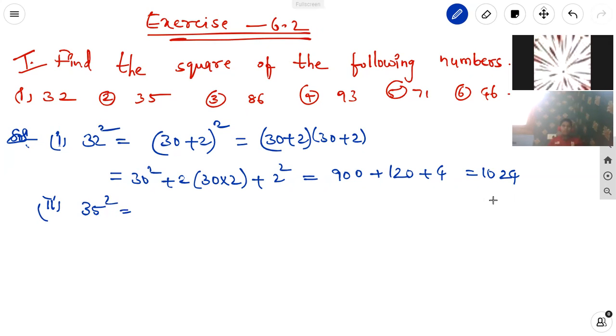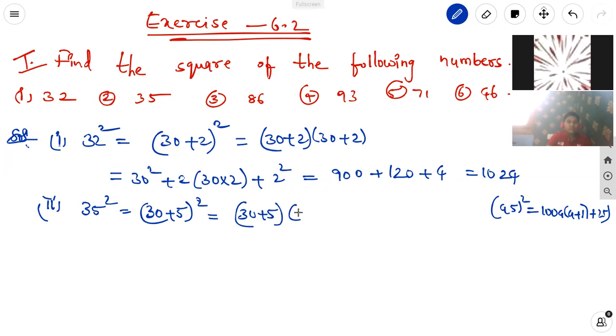We know the form (a5) whole squared equals 100 into a into (a plus 1) plus 25. You can do it in that way or another way. Another way is (30 plus 5) whole squared. It's a number squared: (30 plus 5) into (30 plus 5).